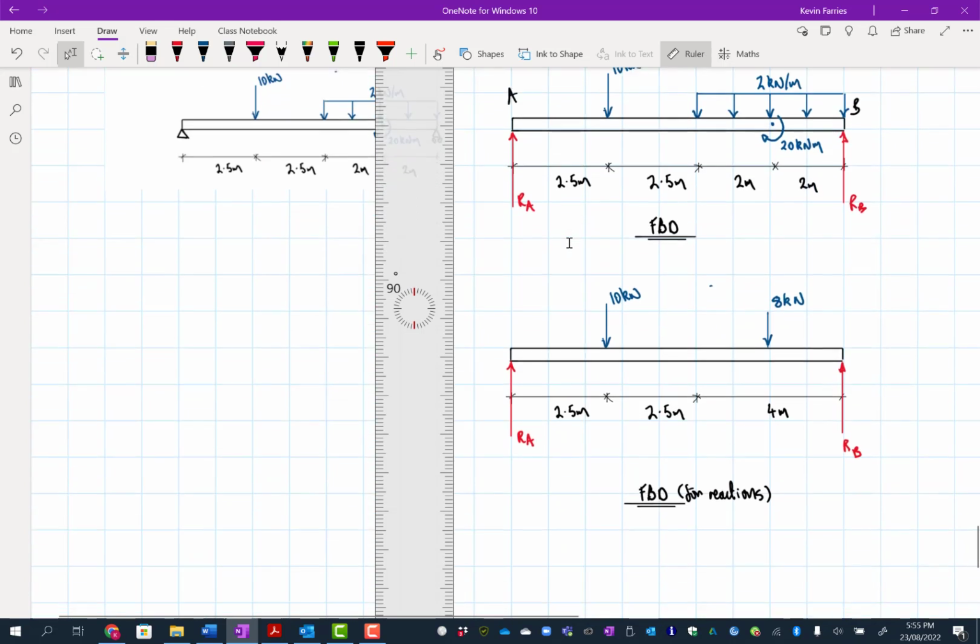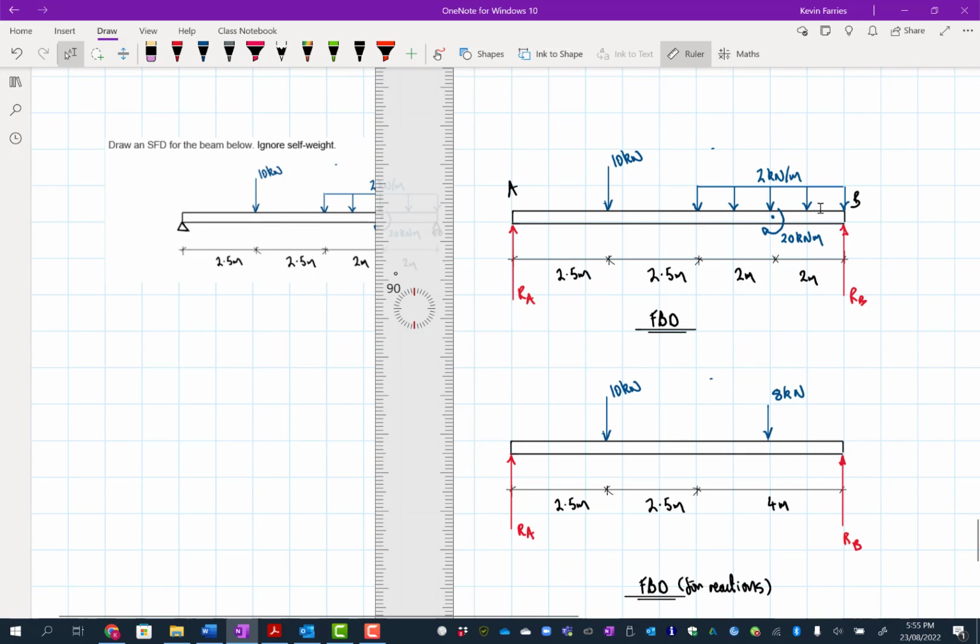So then the first thing is we're going to find reactions. Now when I'm finding reactions, it's fine to turn this UDL into an equivalent point load. So I've done that. So at 2 kilonewtons per meter on 4 meters, the total force is 8 kilonewtons. So that looks okay to me.